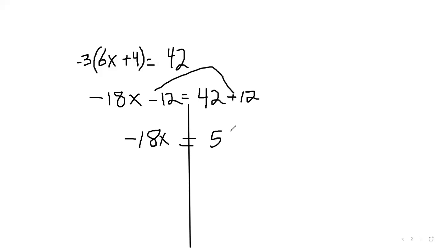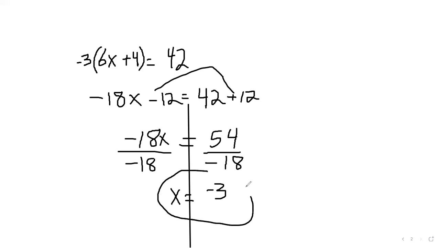That's 54. We will divide both sides by exactly what is in front of the letter, and that, of course, is -18. So there we go. And then we end up with x equals -3. And that's all there is to it.